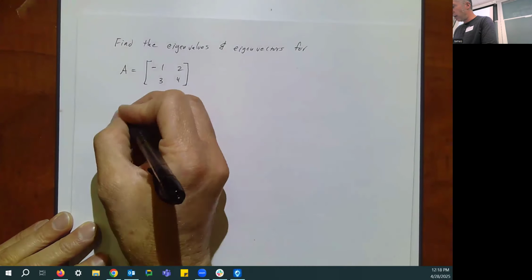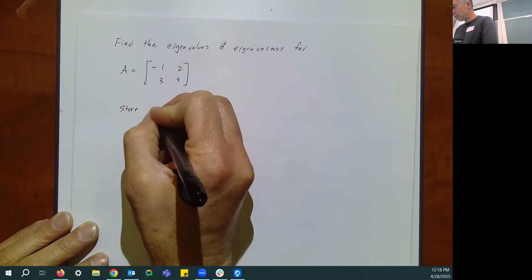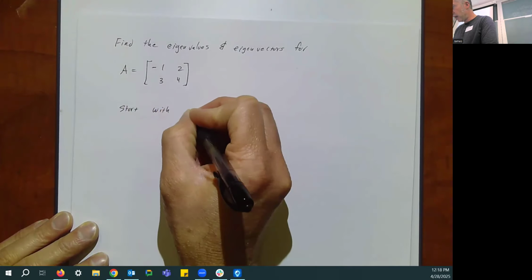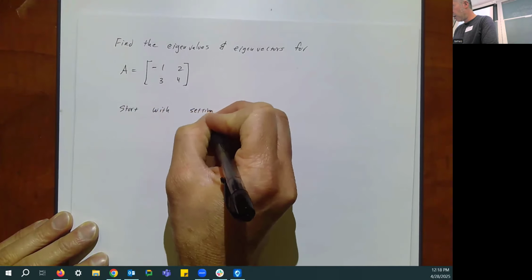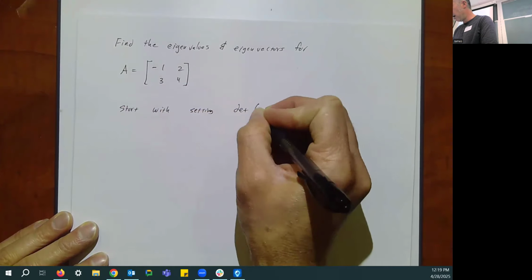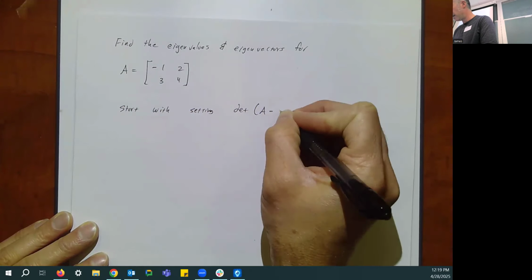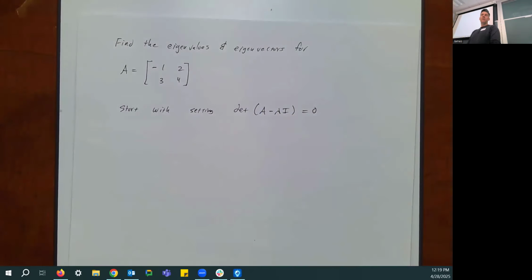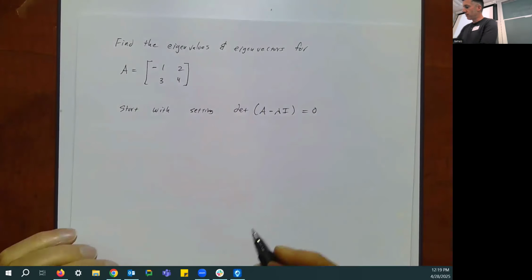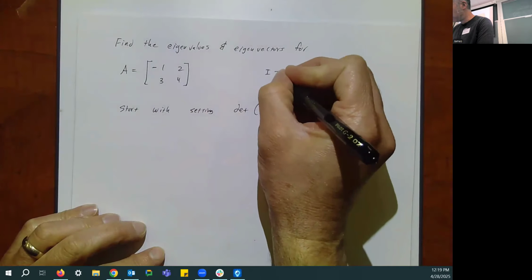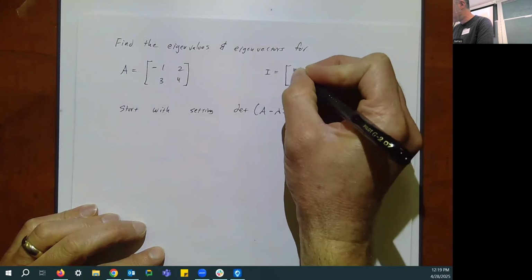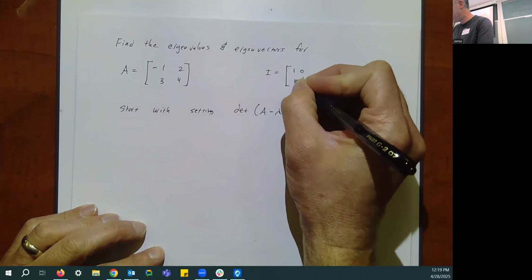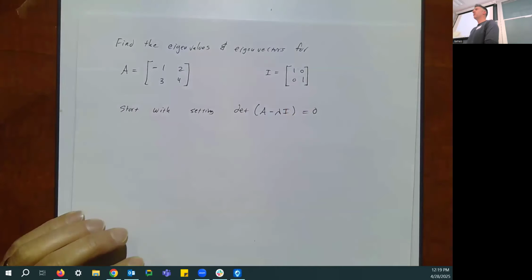We're going to start with setting the determinant of your matrix minus lambda times the identity matrix equal to 0. As a refresher, the identity matrix is just the square matrix with ones on the main diagonal and zeros everywhere else.